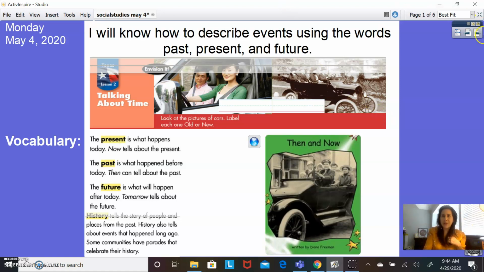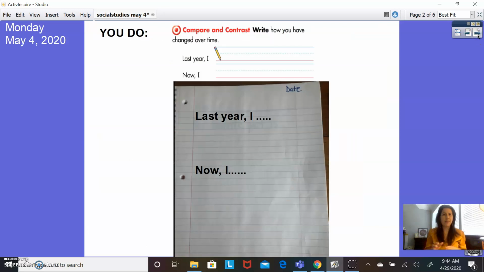So let's move on to your assignment. In your journal, you'll take out your journal and you'll begin your first sentence with "Last year I." So I want you to think about the past because last year is before today. It's already happened. So what are some things that happened last year?